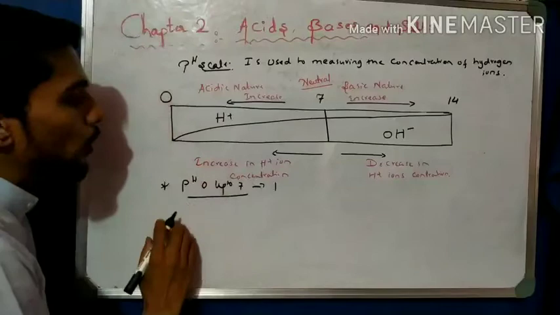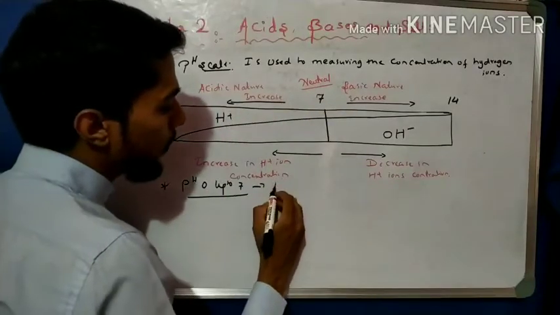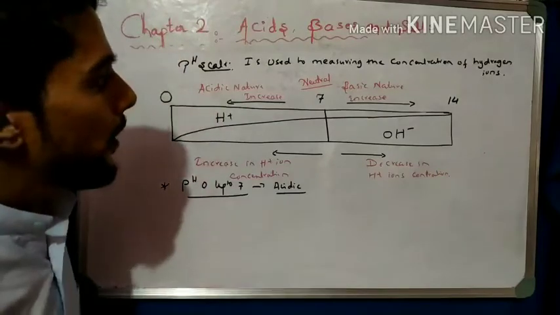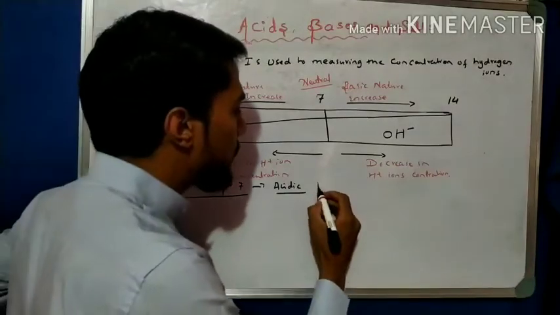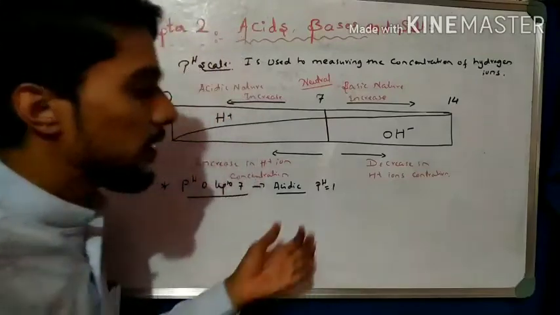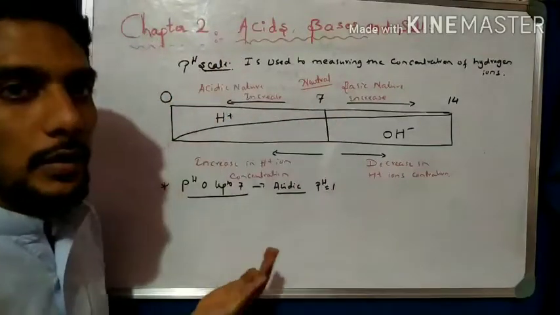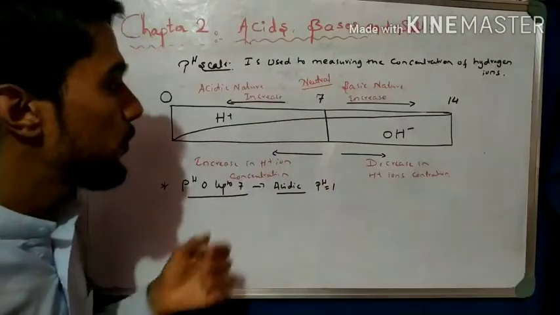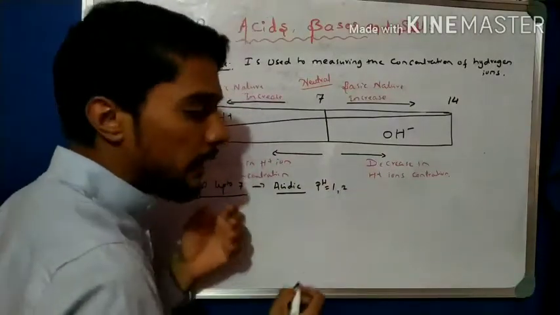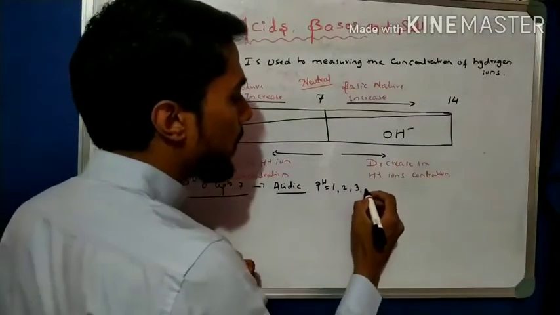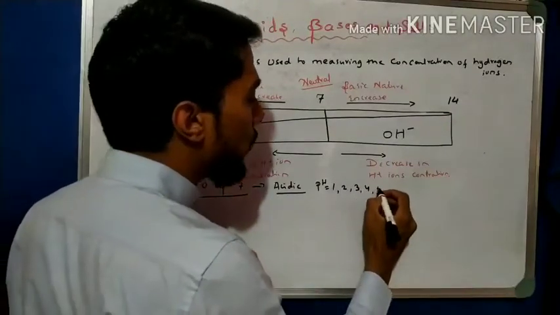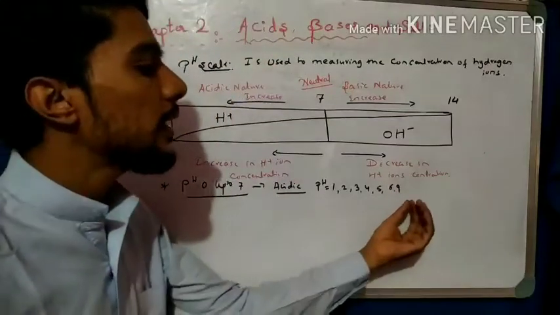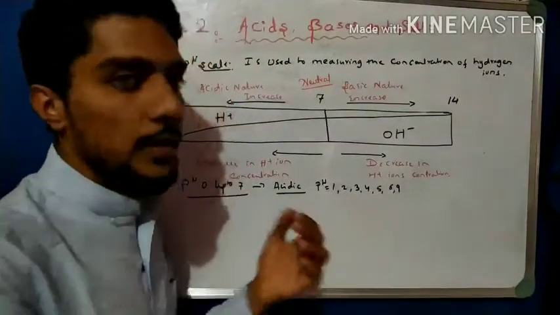From 0 up to 7, it shows the acidic nature, right? If the pH of any substance is 1, it is acidic, because a number below 7 shows the acidic nature of the substance. If the pH is 2, acidic. If the pH is 3, acidic. If the pH is 4, acidic. 5, acidic. Up to 6.9, acidic. Okay, less acidic, not more, very less acidic, right?